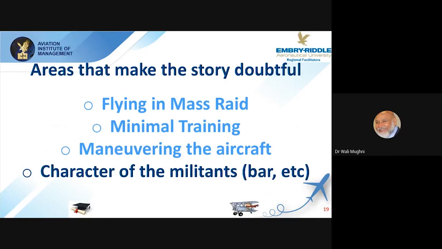Then the second thing is that, again, if you look at the character of the militants, they said last night before the flight, they were in the bar drinking and all that. So if they're really motivated Muslims, they wouldn't do a thing like that to begin with. So again, this theory is doubtful in my mind. So overall, I think this was, in my opinion. Anybody else wants to comment on this?